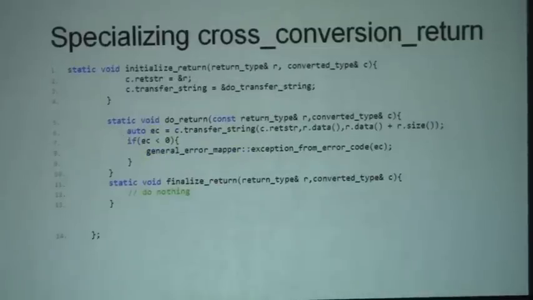So basically, in an initialize return, register equals r. This is a void pointer, and then we set up the function pointer. In our do return, we call our function pointer on our original void pointer that we stored on the user side of the ABI. And this is a single indirect call that will transfer a string of any size without making an extra copy of it. That's how that works.